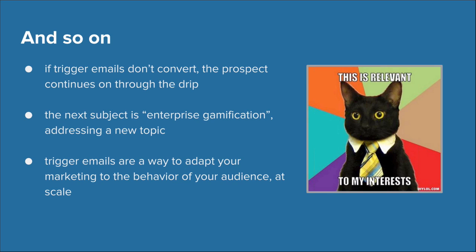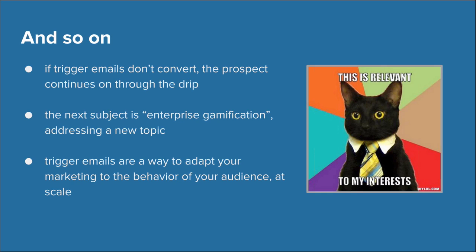And so if those triggered emails don't convert, the prospect will continue on through the drip campaign. The next email they get will be enterprise gamification, which addresses a whole new topic. So if you clicked on the SMB article and didn't convert on any of the three triggered emails, or if you didn't click on the SMB article at all, we can assume, okay, perhaps that wasn't what you were looking for. Maybe you're not an SMB. Maybe you need enterprise gamification. It's a type of software for a big company. So we're just trying to check another box off the list and work through all of the different questions that a software buyer could have at the end of their buying cycle.